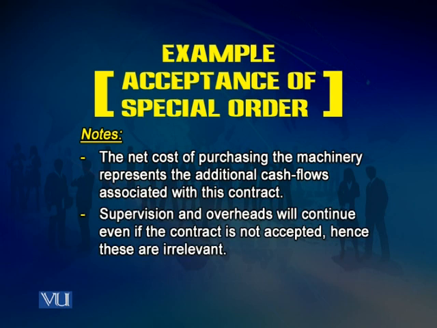Supervision and overhead costs will continue even if the contract is not accepted. Hence, these are irrelevant. Regarding supervision, we were told that this is the cost of supervision that will be incurred, and the supervisory staff will complete this additional work within their normal duties, within their normal hours. And therefore, the organization is not going to incur any additional cost in respect of supervision for this new project. Therefore, supervisory costs are ignored.